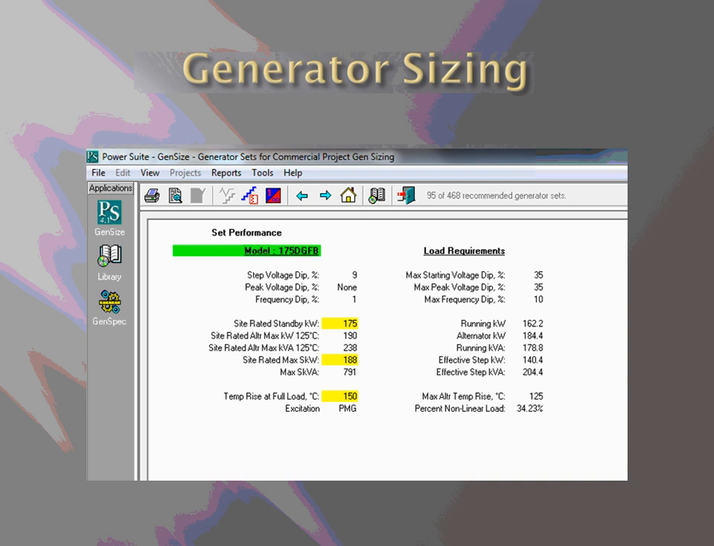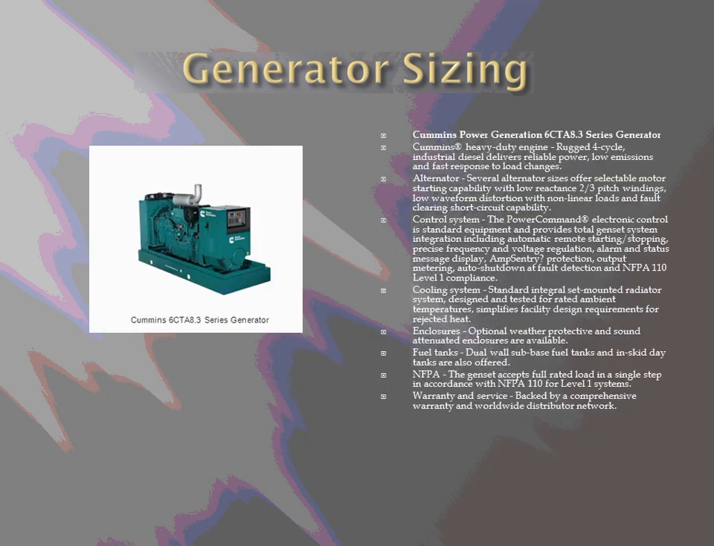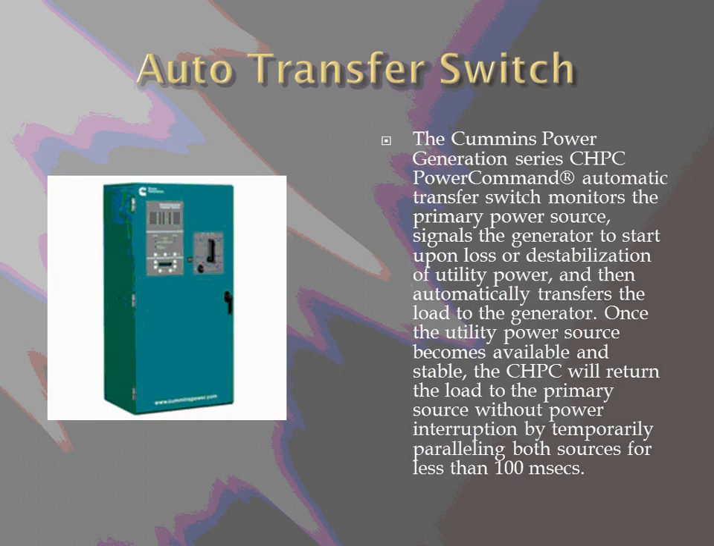And then we ran the reports, and it's sized at 175 kW. For sizing the automatic transfer switch, as it's matched with the main panel, 500 amp is the rating for that.